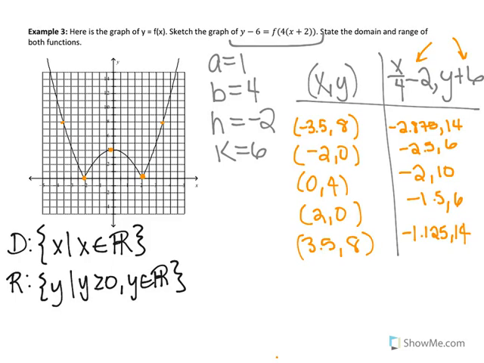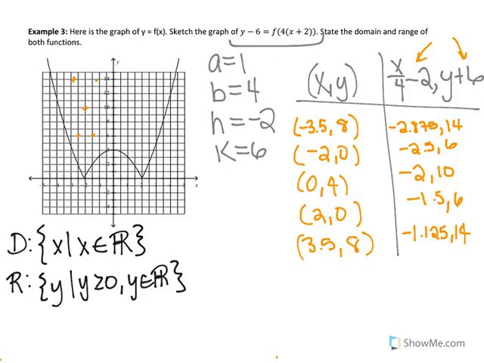And then from here we're just going to plot the points. So we'll go to negative 2.875 and 14. So close to 3 and 14. Negative 2.5 and 6, negative 2 and 10, negative 1.5 and 6. The last point is negative 1.125 and 14.